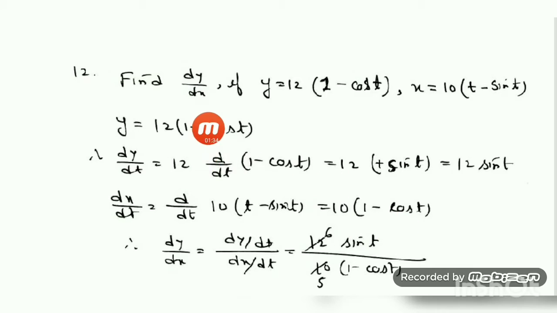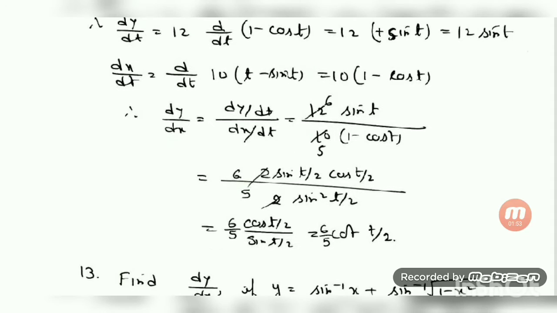After this, as our aim is to find dy/dx by parametric functions, we know dy/dx is equal to what? dy/dt by dx/dt. Put the value of dy/dt, that is 12 sin t, and dx/dt is 10 into (1 − cos t). These can be cancelled by 2, that is equal to 6 sin t by 5 (1 − cos t).